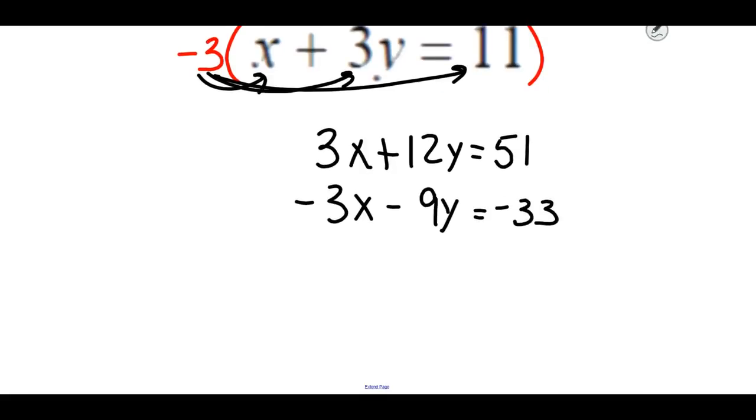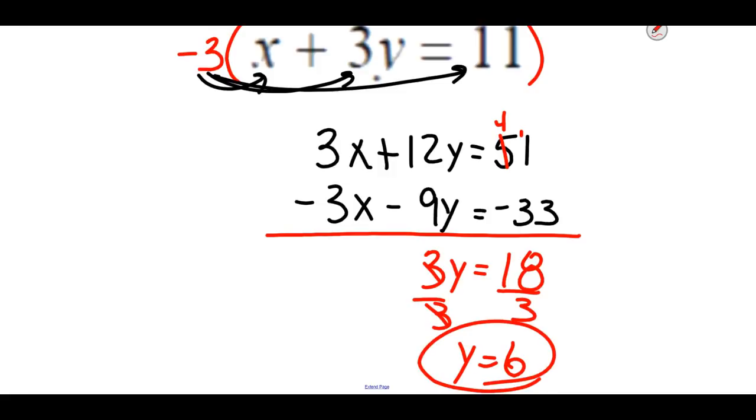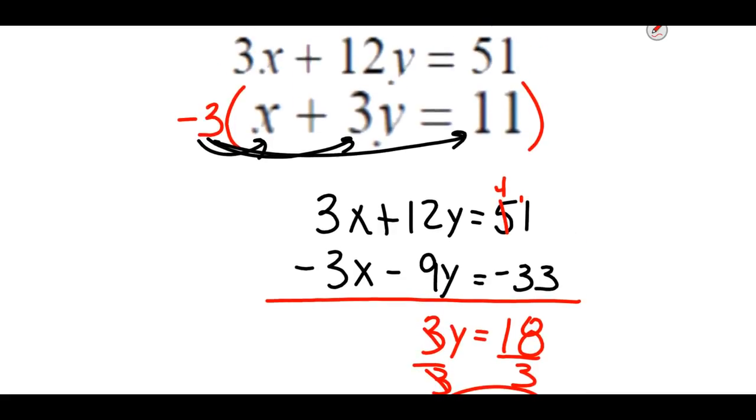Now I can combine these. Again, my x's go to 0. I'm going to have 3y equals, I'm going to subtract those two. So again, 51 minus 33. So I'm going to borrow, show you all the steps. So I've got 18. And it's going to be positive. Now I'm going to solve for y. Y equals 6.